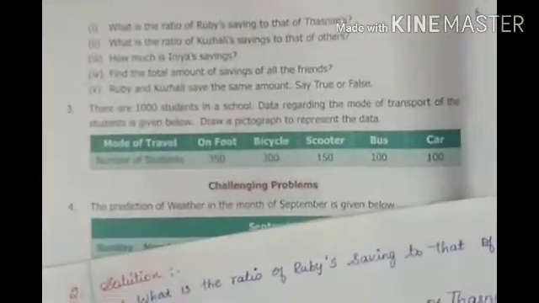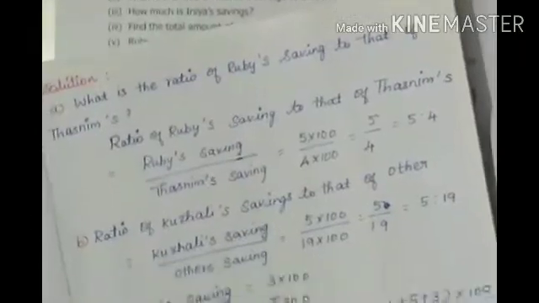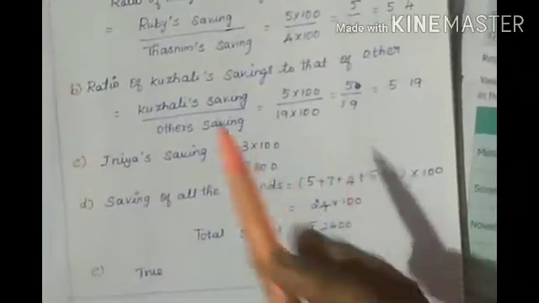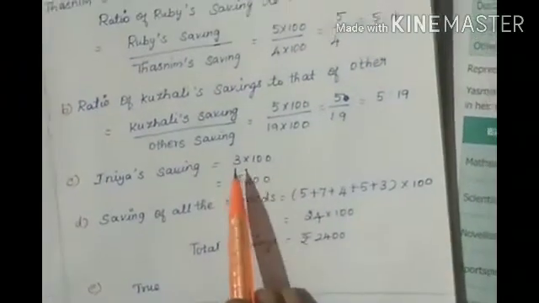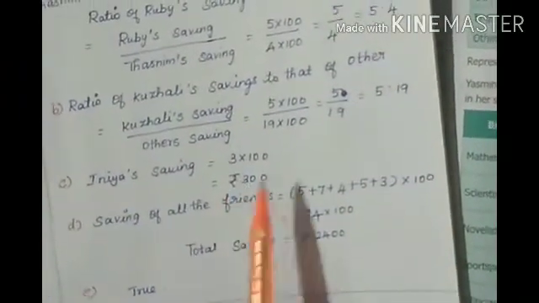How much is Ineas saving? So how much does Ineas save? Ineas saving is 300. We already found it in that box itself. 3 into 100, rupees 300. Then next one, see the D question.